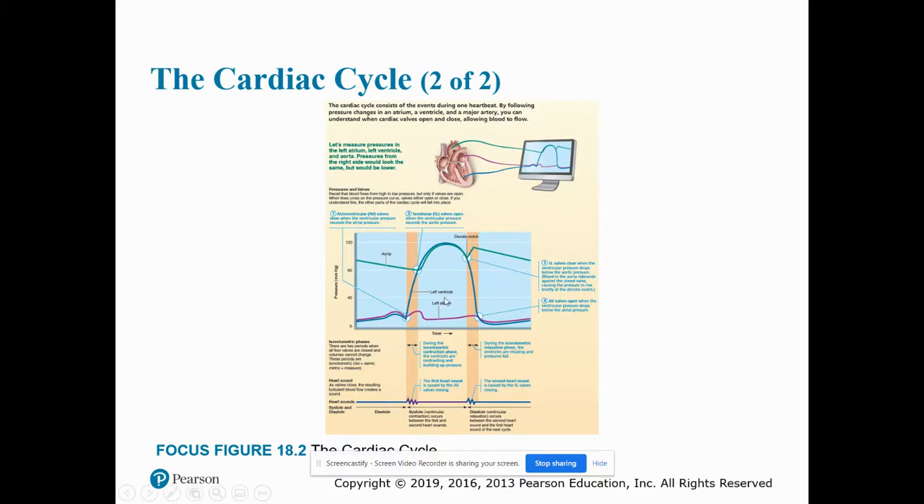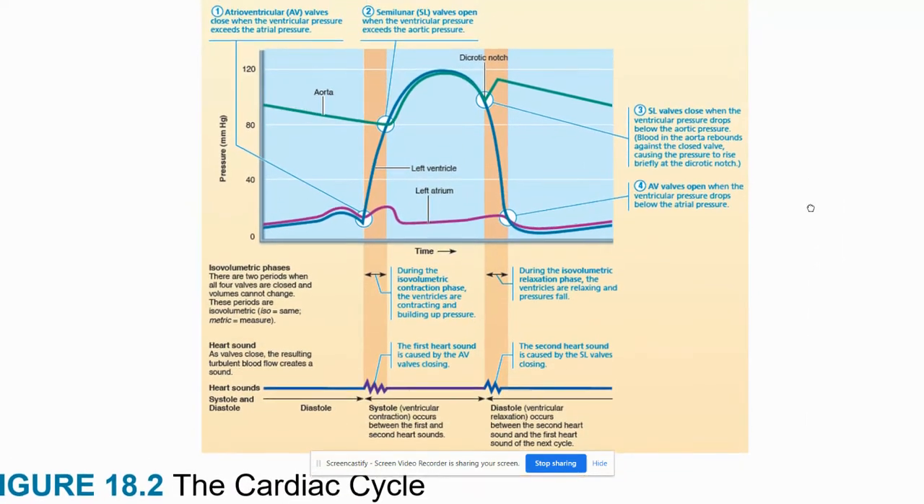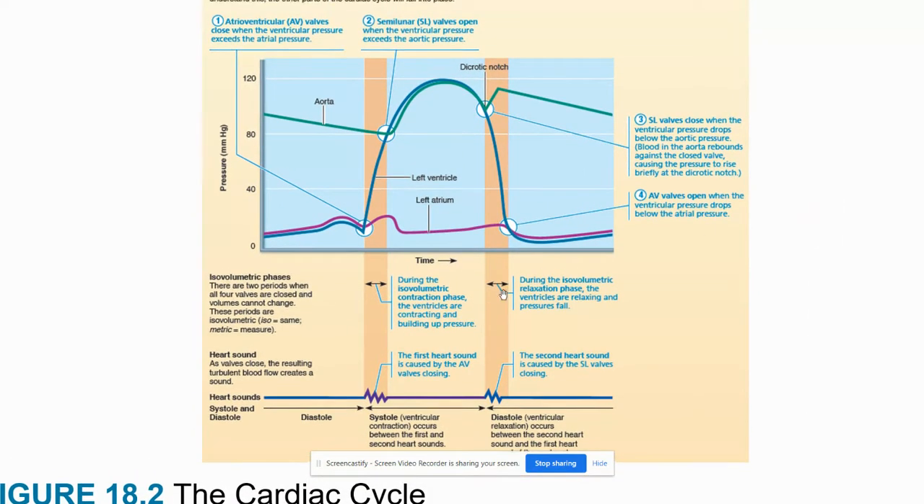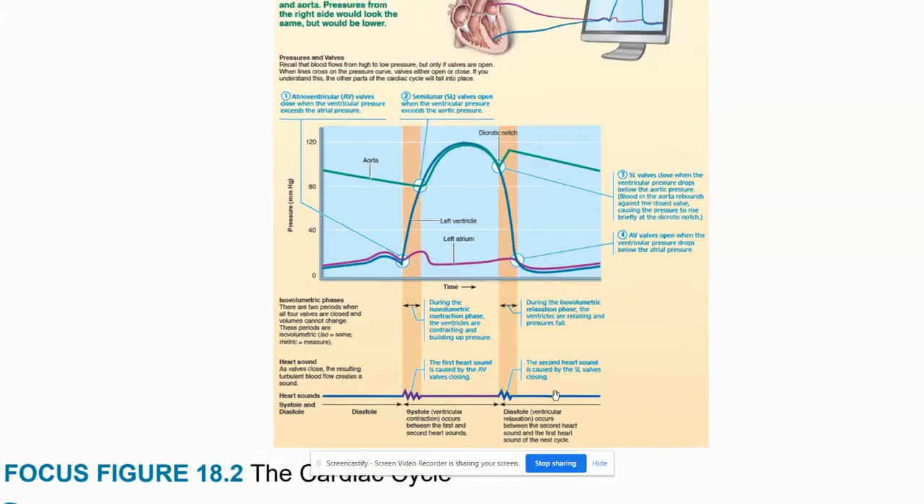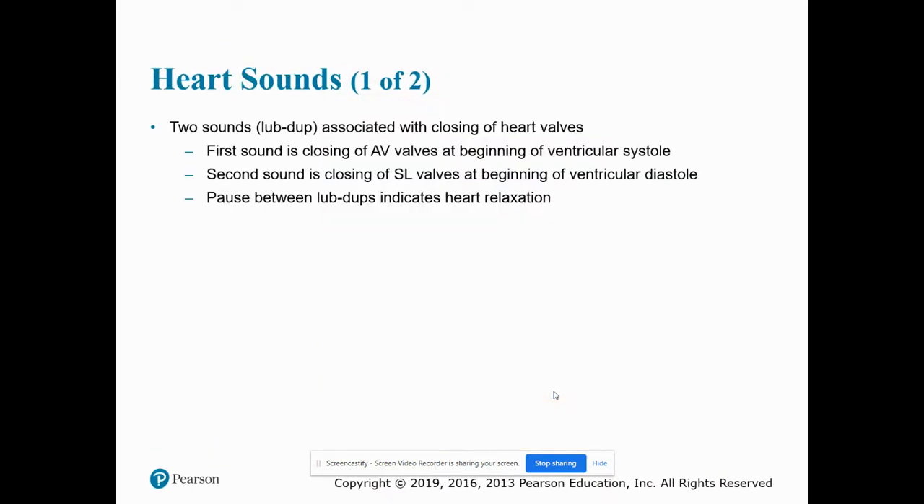This is just showing the same thing that I was just talking about, but it actually shows the AV valves and the semilunar valves opening and closing, as well as the dicrotic notch. And this also shows that the heart sounds are actually caused by the valves closing. So the first heart sound is caused by the AV valves closing. The second heart sound is caused by the semilunar valves closing. And that's what we have here.